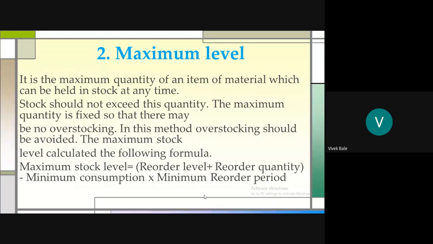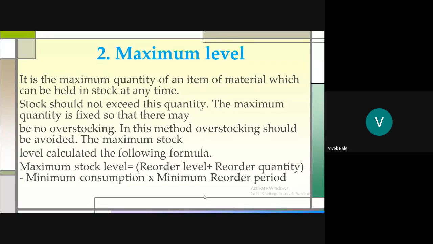The objective of fixing this maximum stock level is to avoid the cost of overstocking, such as cost of storage, cost of investment in stock, cost of insurance, risk of obsolescence, etc. So to avoid these particular types of risk, we are fixing the maximum level of stock in the company.